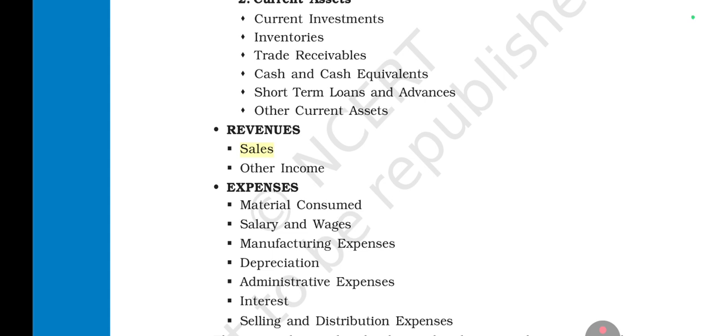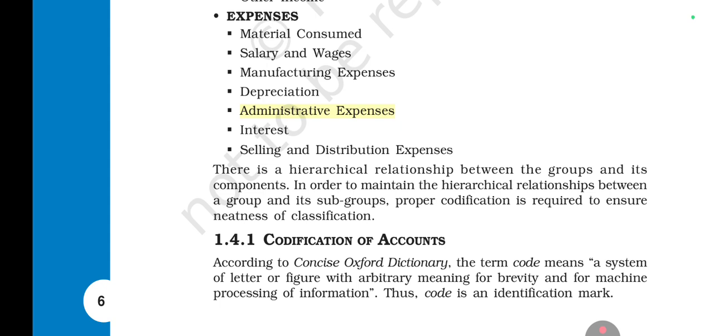Revenues: sales, other income. Expenses: material consumed, salary and wages, manufacturing expenses, depreciation, administrative expenses, interest, selling and distribution expenses. There is a hierarchical relationship between the groups and their components. In order to maintain the hierarchical relationships between a group and its subgroups, proper codification is required to ensure neatness of classification.